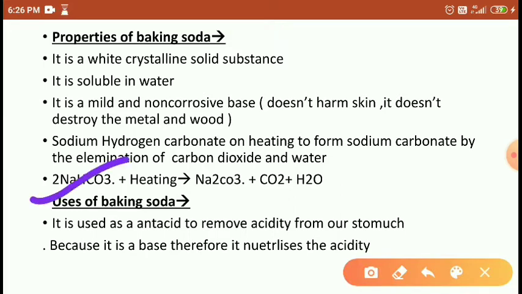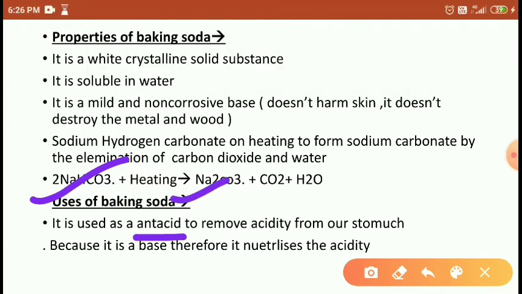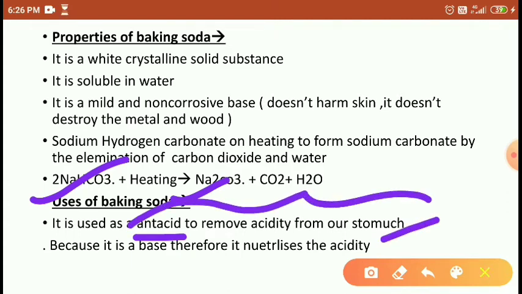Uses of baking soda: it is used as an antacid. Antacid means it removes acidity from our stomach. Whenever we eat heavy oily food, what happens, students? The HCl concentration in our stomach increases. So to reduce the HCl level in our stomach, we use some soda, some Eno or lemon juice, or we also use baking soda. So baking soda acts to remove acidity from our stomach, right, students?